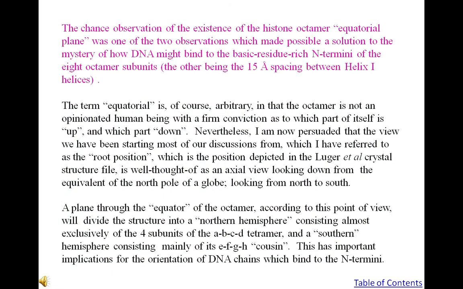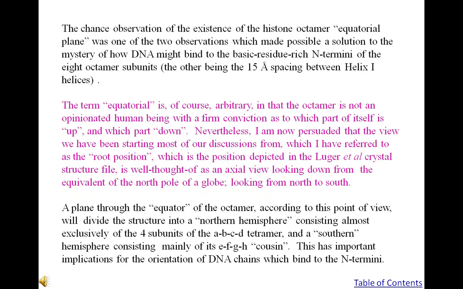The chance observation of the existence of the histone octamer equatorial plane was one of the two key observations which made possible a solution to the mystery of how DNA might bind to the basic residue-rich N-termini of the 8 octamer subunits, the other key observation being the 15 angstrom spacing between helix 1 helices. The term equatorial is, of course, arbitrary, in that the octamer is not an opinionated human being with a firm conviction as to which part of itself is up and which part down.